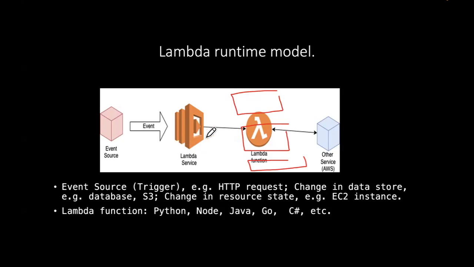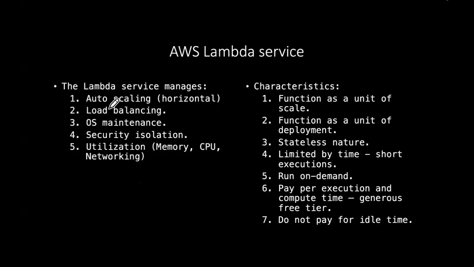So that's classic scalability. It scales up the number of processing units that we need to handle the events. So auto scaling we get for free. We pay for it, of course, but the actual mechanics of it is taken care of for us. Load balancing is done by the Lambda service. Just explaining that. OS management, OS maintenance.